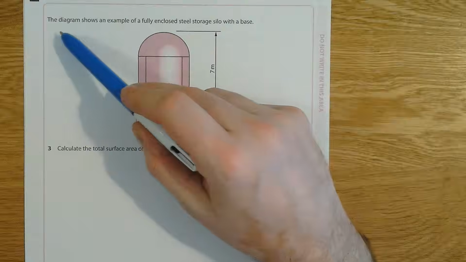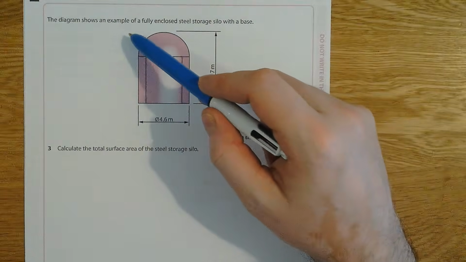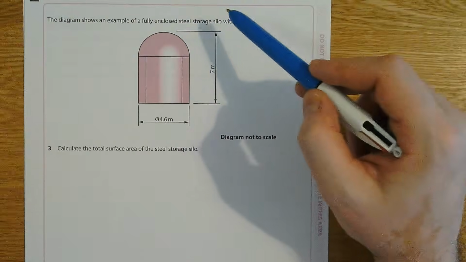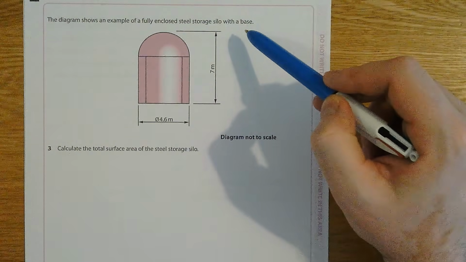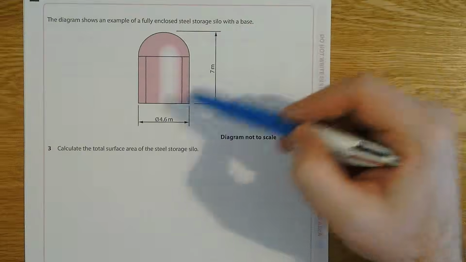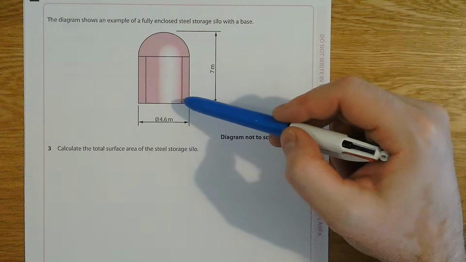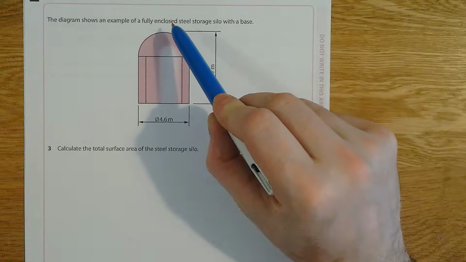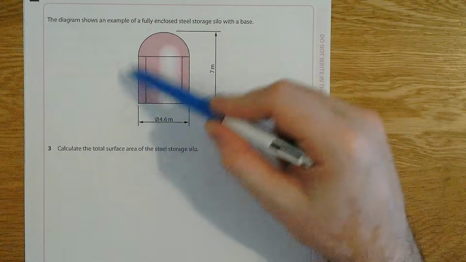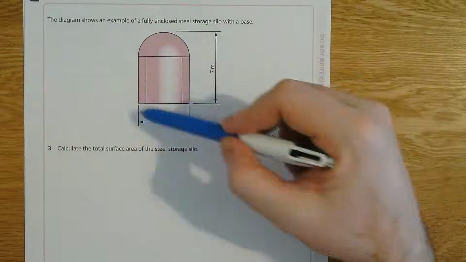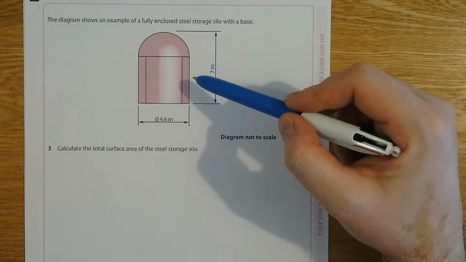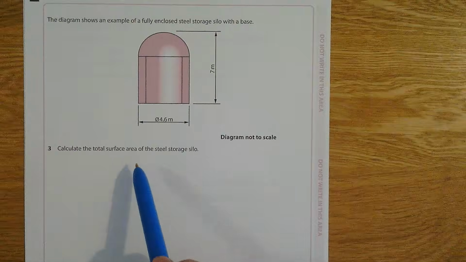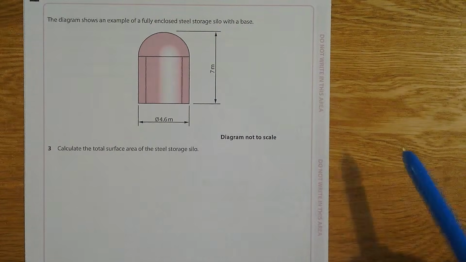Question 3. The diagram shows an example of a fully enclosed steel storage silo with a base. So they're really emphasizing the fact that the bottom of this counts. Fully enclosed means it's got no gaps or holes, and it's got a base. They're saying the whole thing is kind of on all surfaces. It's not got an open face, anything like that. Calculate the total surface area of the steel storage silo.